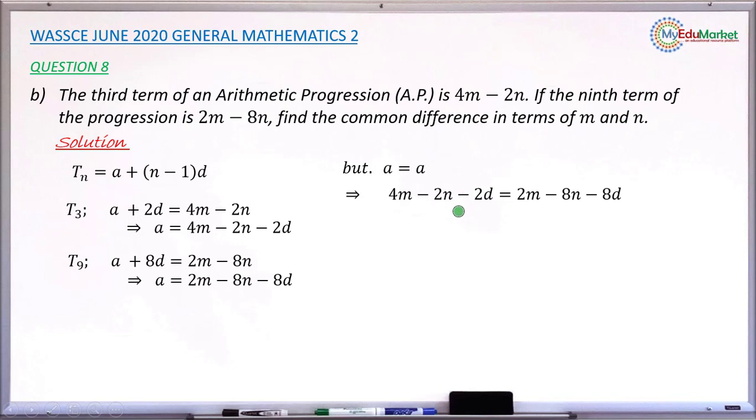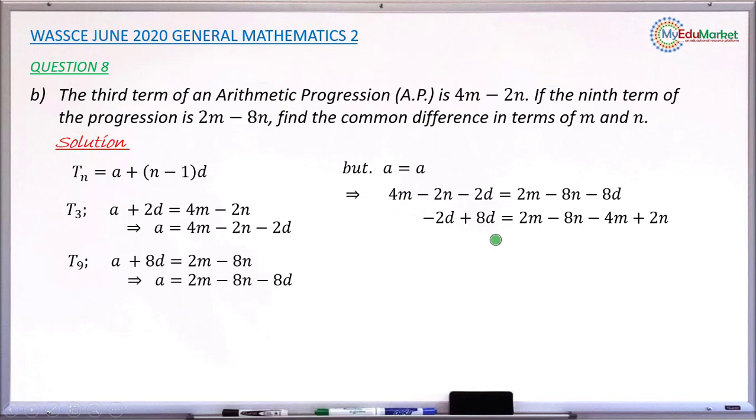So what I'm going to do from this equation is rearrange it so that all the terms in d are on the left and the other terms are on the right. In an attempt to do that, I take this 8d from the right hand side to the left hand side, where it changes to plus 8d. I copy minus 2d plus 8d equals. The 4m minus 2n that I have on the left will now be shifted to the right. So I now have 2m minus 8n, which I copied, then minus 4m, which is this 4m shifted to the right, then plus 2n, which is this minus 2n shifted to the right.